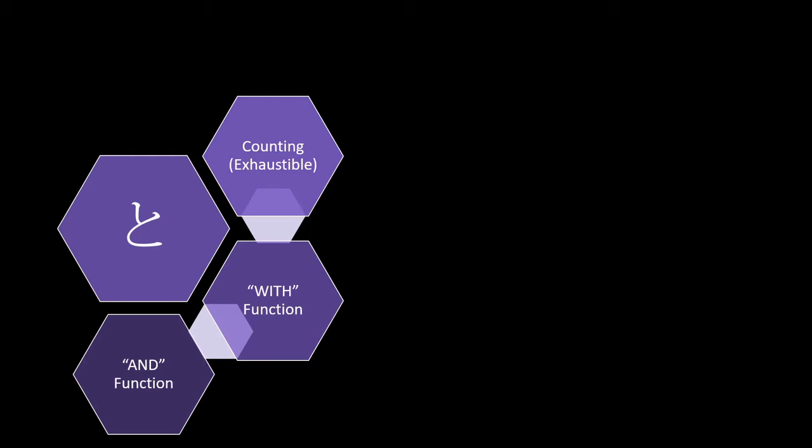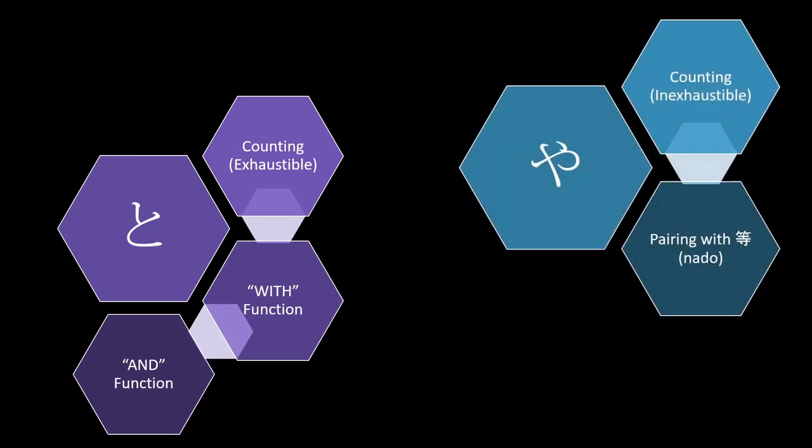When it comes to counting, to is reserved for those lists of objects where there is a clear and or predetermined number of them on it. If the opposite is the case, then ya is used, conveying the meaning of among other things and etc., because it deals with lists that have an indeterminable amount of objects to count.